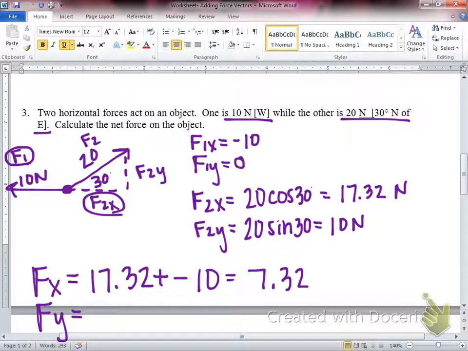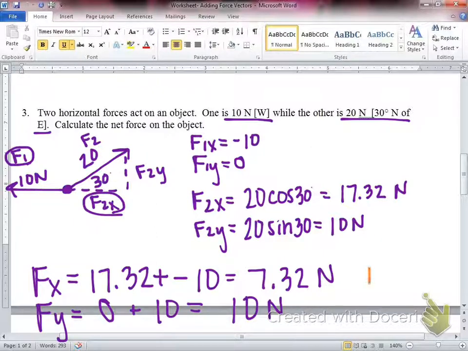If we look at our overall net force in the vertical direction, how many vertical forces do we have acting? Just one, and it's F sub 2y. We already know F sub 1y is 0. F sub 2y is 10. So it's going to give us 10 newtons in the positive direction. Now we've got our x component and our y component of our overall net force.